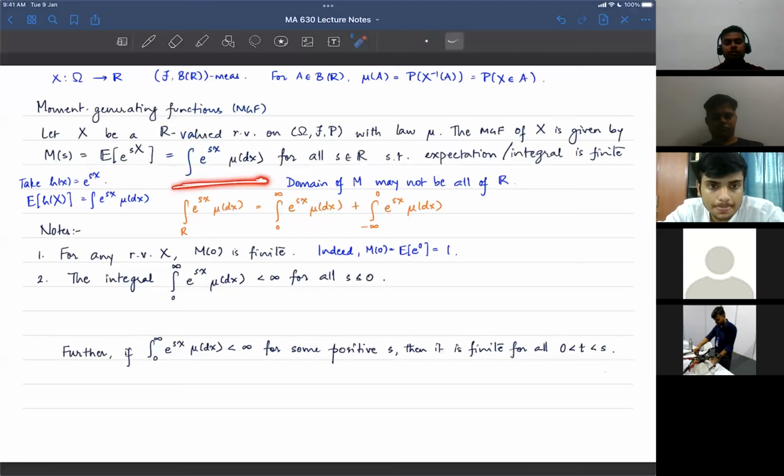And this is an integral over the whole real line. This integral over the whole real line e to the sx mu dx can be written as integral e to the sx mu dx from 0 to infinity plus integral minus infinity to 0 e to the sx mu dx. Why? The integral over the whole is the sum of the integrals of the parts. So do you agree that this integral will be finite if and only if this is finite and this is finite?